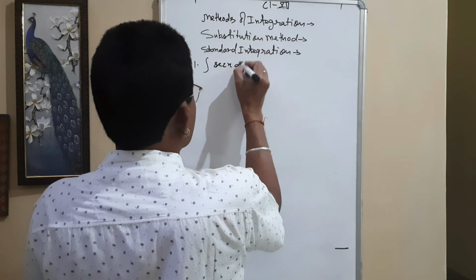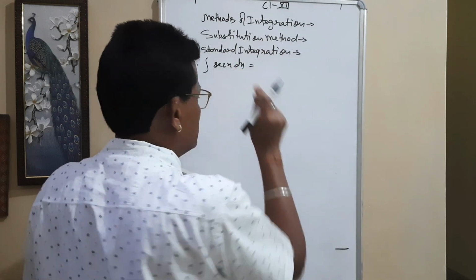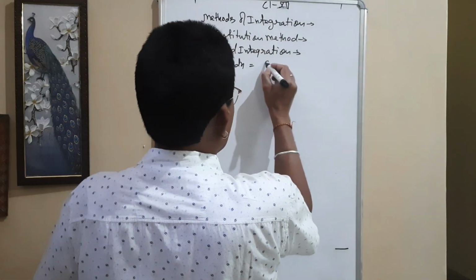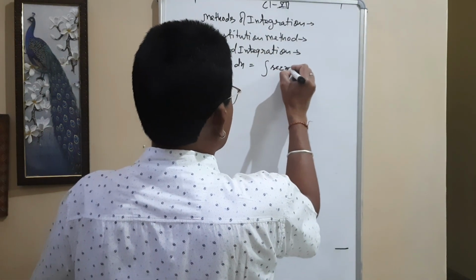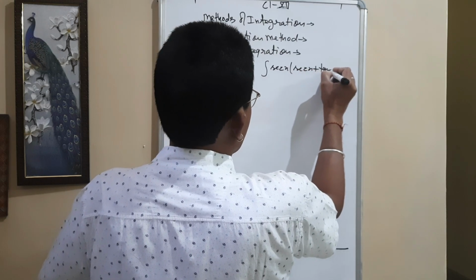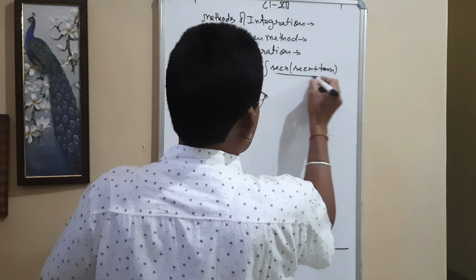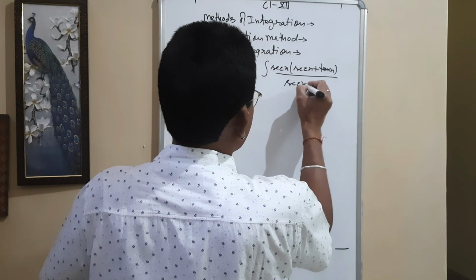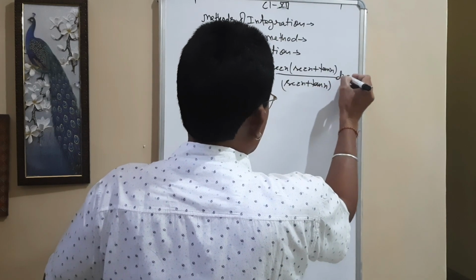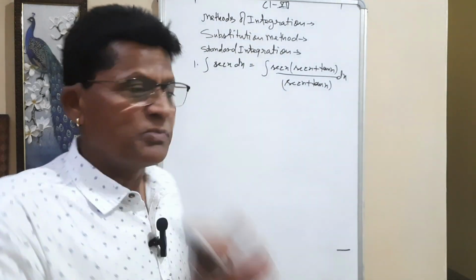Otherwise, if you don't know these important standard integrations, then it is very difficult to find the solution of the question. But we will multiply the numerator and denominator, my dear student, by sec x plus tan x. Most important, this substitution you must keep in mind. This is a very important thing.